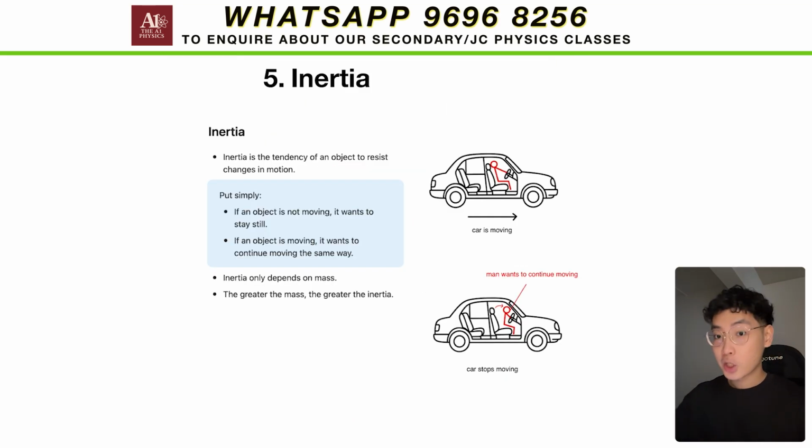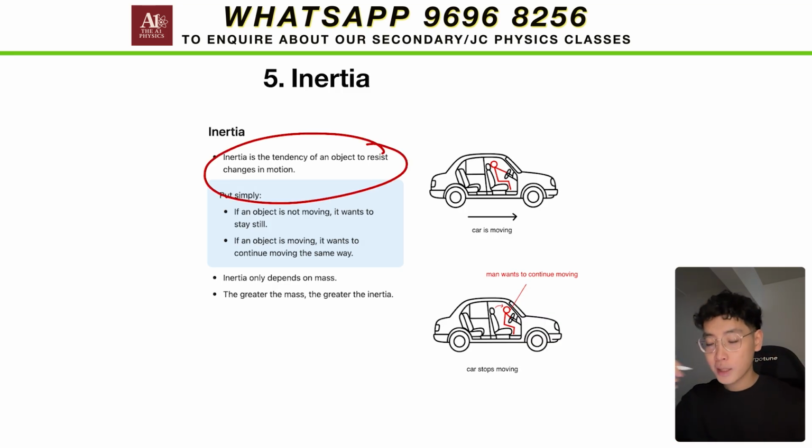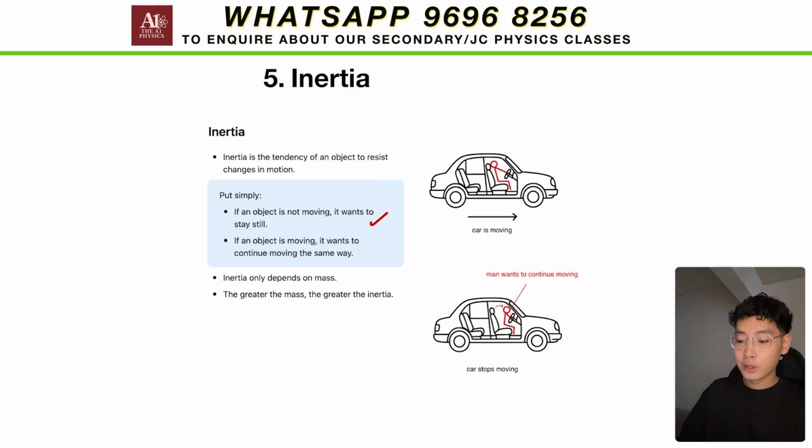Okay, so now we're going to talk about inertia. Inertia is going to be kind of a short section, but the main idea with inertia is the tendency of an object to resist changes in its motion, right? But obviously if you read this, it's a bit hard to understand. Basically the idea with inertia is that if you are not moving in the first place, you want to stay still, right? If you're not moving, you want to continue not moving. If you were already moving, then you want to keep moving.